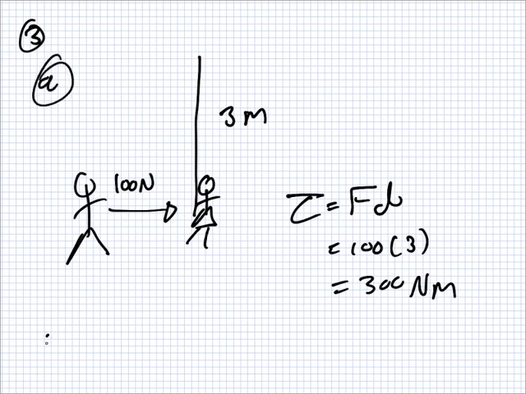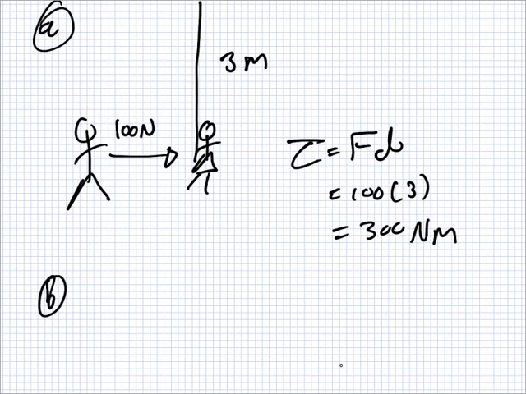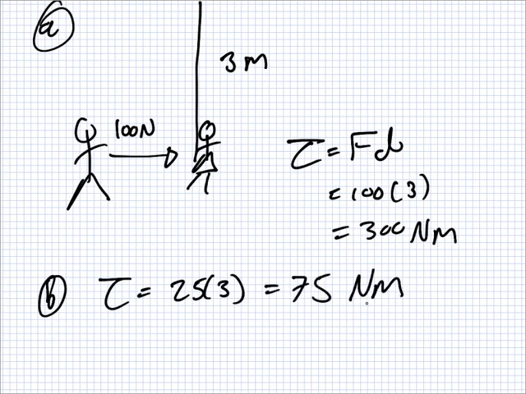Part B now. The girl and the father swap places, and the girl now pushes the father with 25 newtons. So the only difference is the force is now 25. So the answer then is 75 newton meters. Okay, part C.